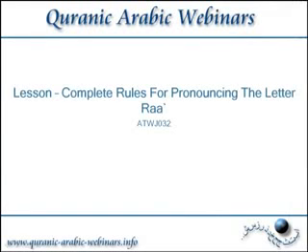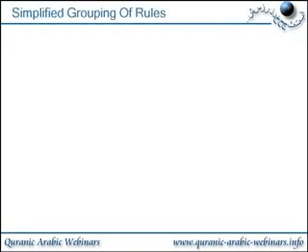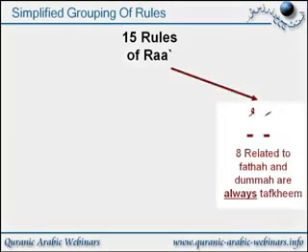This lesson is about the complete rules for pronouncing the letter Ra. Objectives: to understand all the 15 rules surrounding the pronunciation of the letter Ra. What we're talking about here is there's 15 rules which help you to determine whether the Ra should be tafkhim or tarqiq, i.e. heavy or light. They're quite complicated, but what I've done is broken them down into 3 simple groupings, which should hopefully simplify it for you.